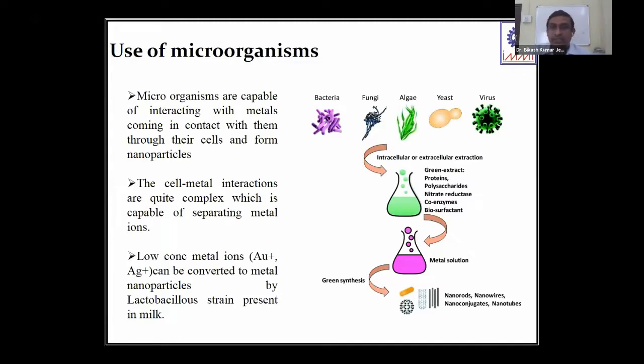For example, bacteria can also reduce metal precursors to nanomaterials, and so can fungi, algae, yeast, and viruses. These are green ways of synthesis because they are not harmful, and the nanomaterials you synthesize are not toxic in nature. That's why biological methods like plant extracts have been used, and you can use them for the synthesis of nanomaterials.